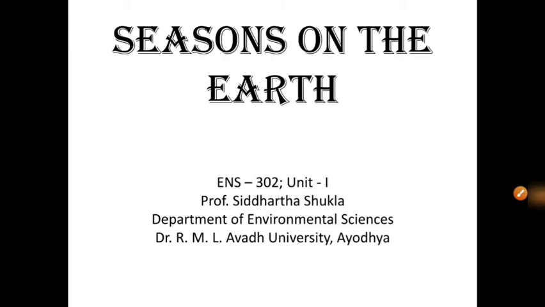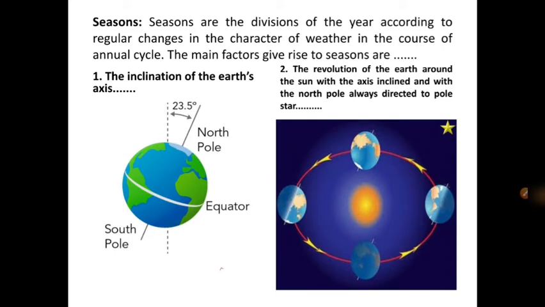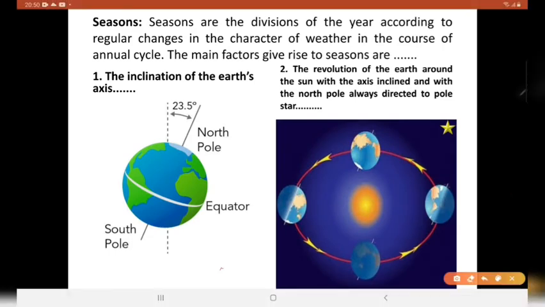Today I shall elaborate on the different seasons on the earth. You know, what are seasons? Seasons are the divisions of the year according to regular changes in the character of weather in the course of the annual cycle. There are two main factors which give rise to different seasons on the earth.